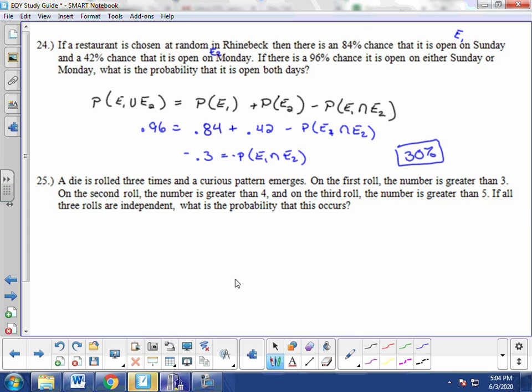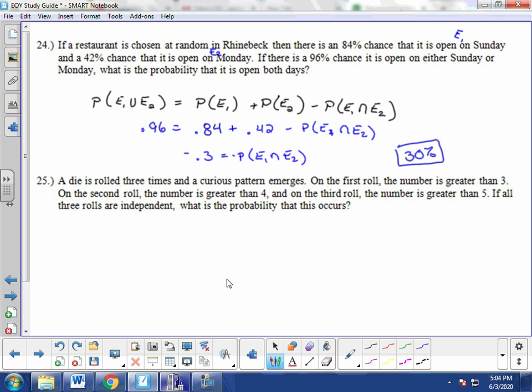Problem 25 says a die is rolled 3 times and a curious pattern emerges. On the first roll, the number is greater than 3. On the second roll, the number is greater than 4. On the third roll, the number is greater than 5. If all 3 rolls are independent, what is the probability that this occurs?